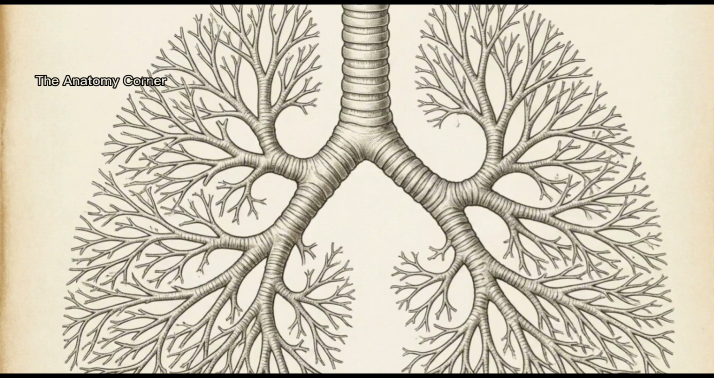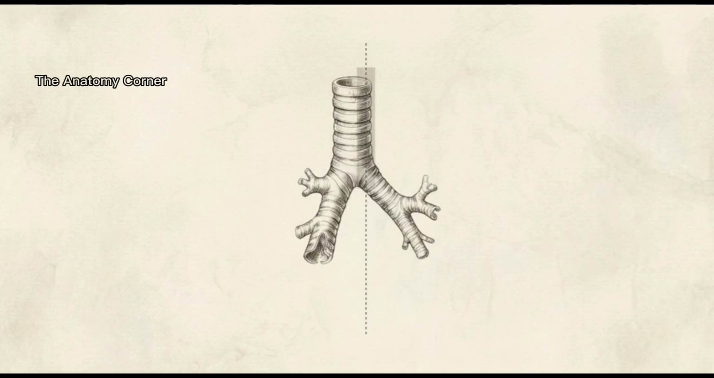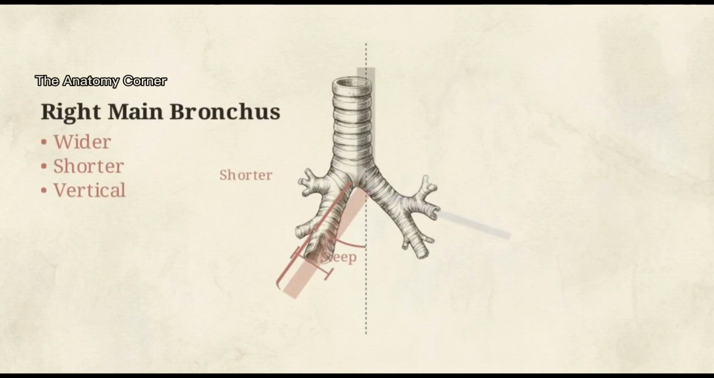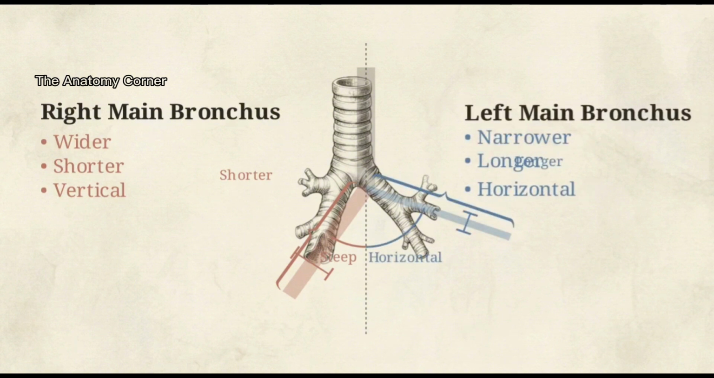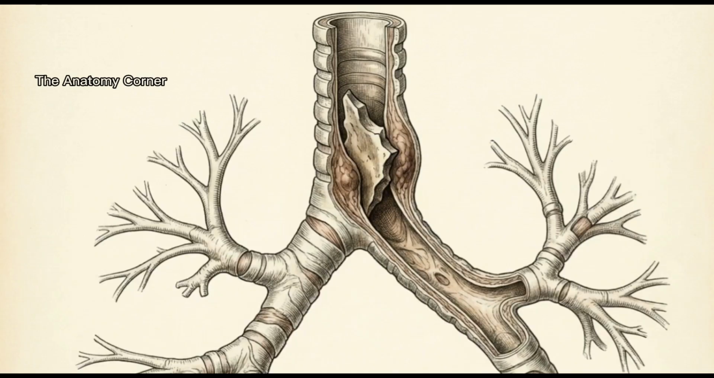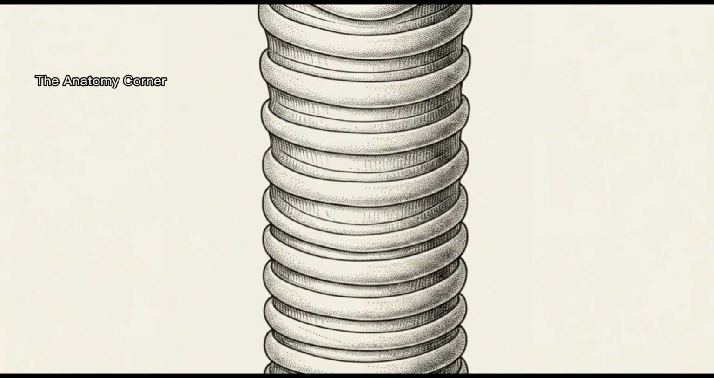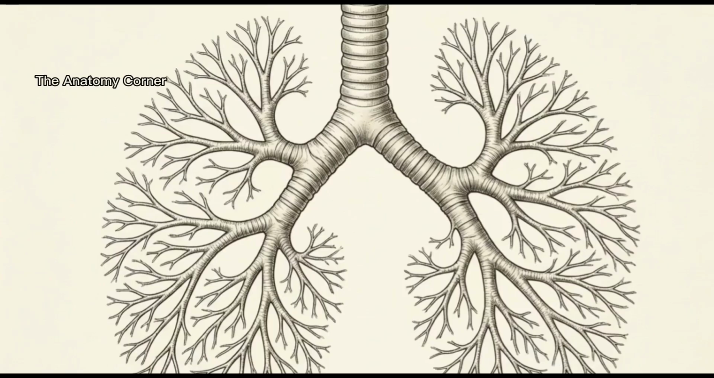Removing the soft lung tissue reveals the rigid cartilaginous framework of the bronchial tree. This diagram illustrates the bifurcation where the trachea splits, showing a distinct geometric difference. The right main bronchus is wider, shorter, and vertical. The left is narrower, longer, and angled more horizontally to bypass the heart. Because of this vertical alignment, aspirated foreign bodies, such as food particles, travel down the right main bronchus significantly more often than the left. From these main stems, the tree undergoes fractal division.